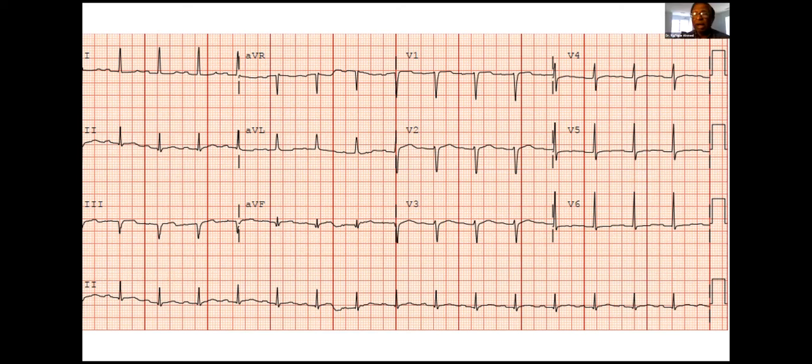As far as the heart block is concerned? Yeah. Nothing. So nothing. So the patient goes home. And then, okay, I'll give you this scenario.